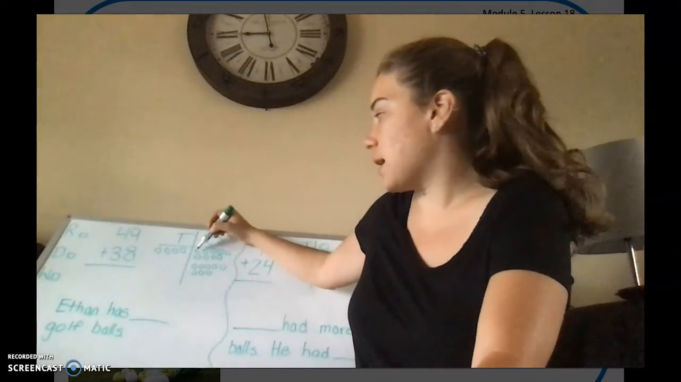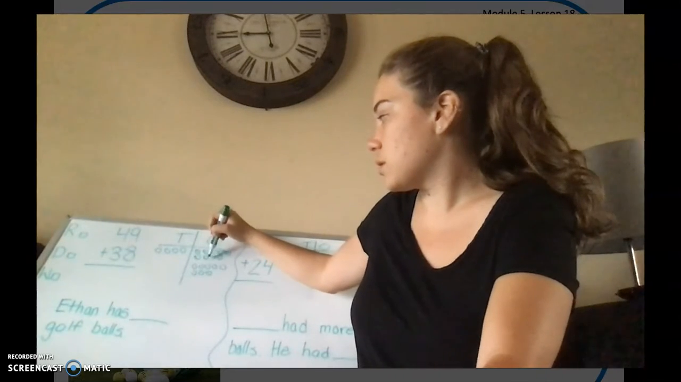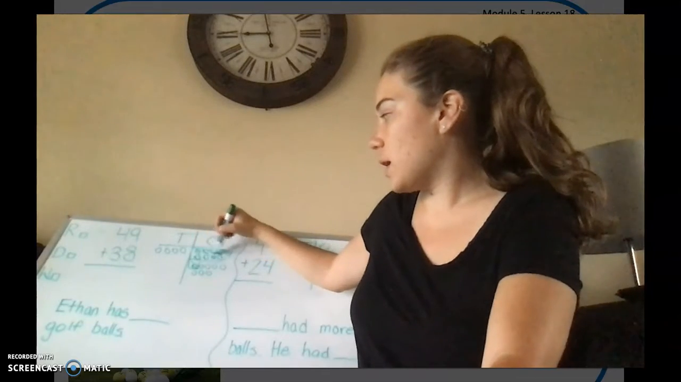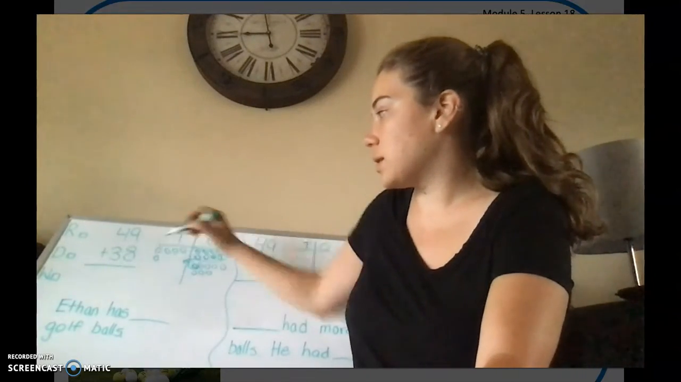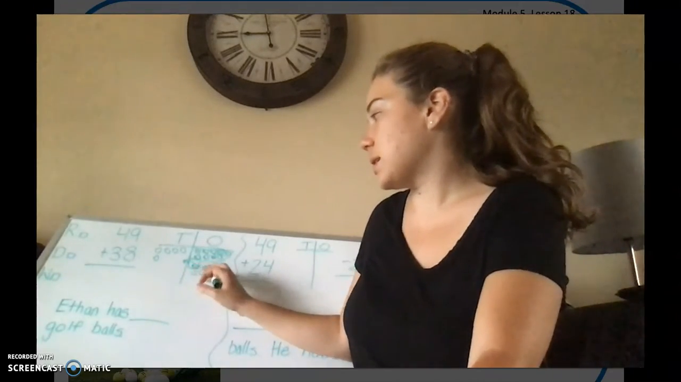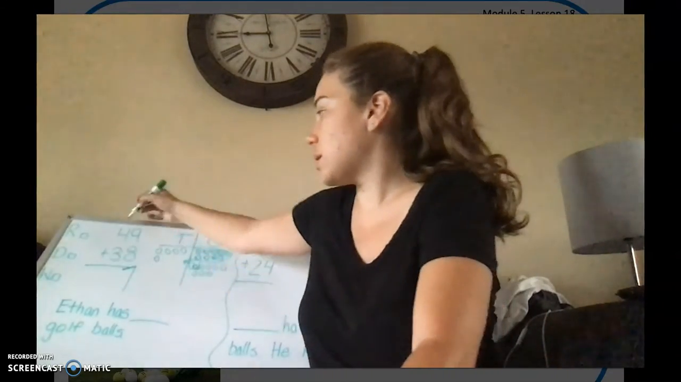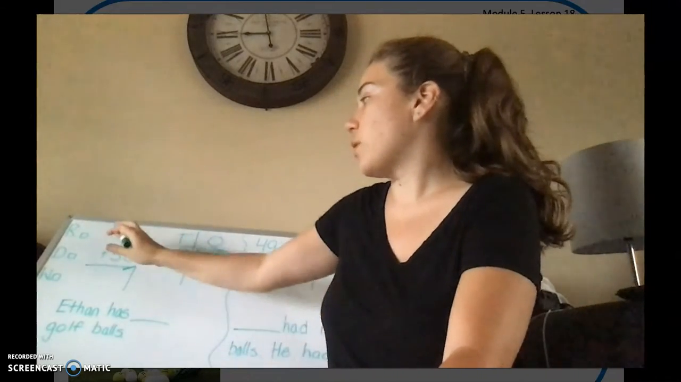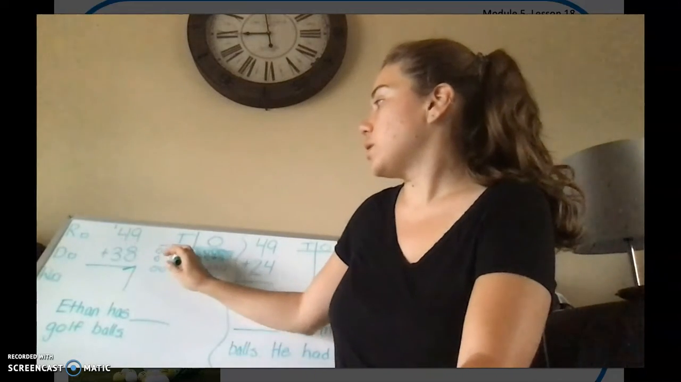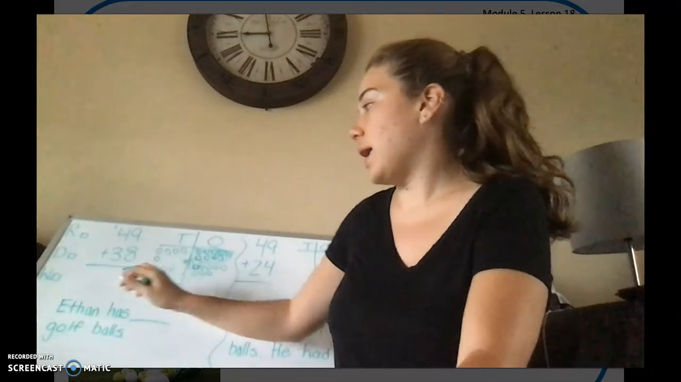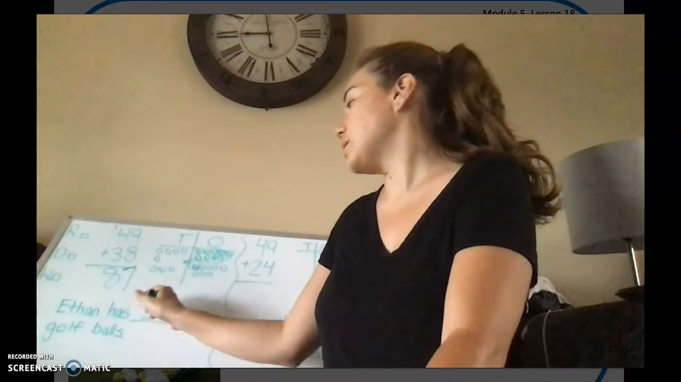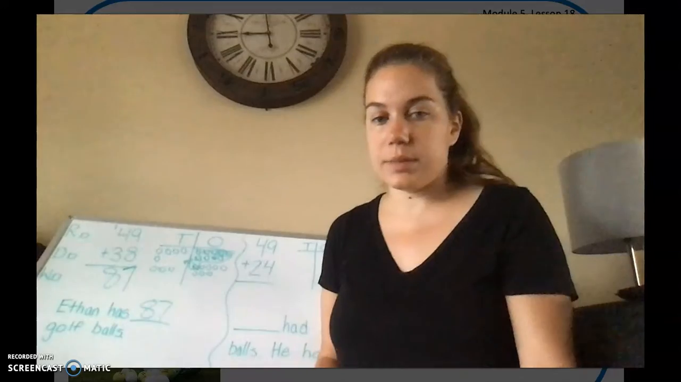So we're going to cross off 10. And we're going to trade in those 10 ones for 1 ten. So now there are 7 ones, and we brought 1 over. We're going to do 4 plus 3, so we're going to do 1, 2, 3, 4, 5, 6, 7, 8. So Ethan has 87 golf balls.